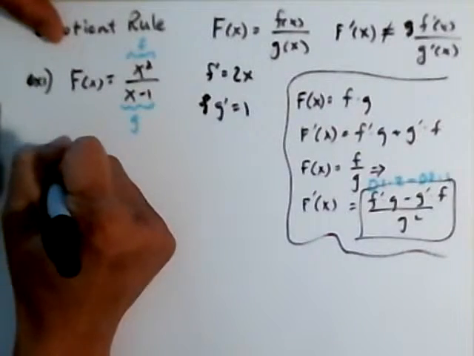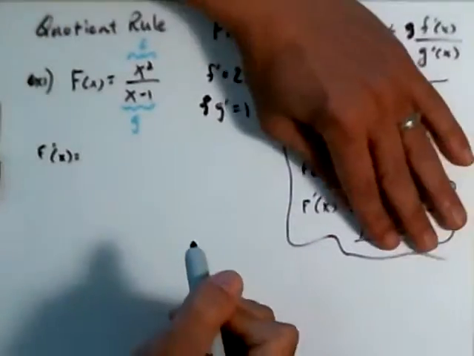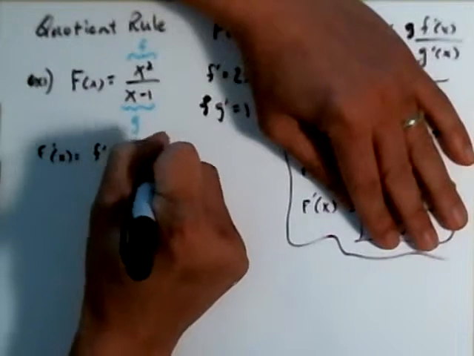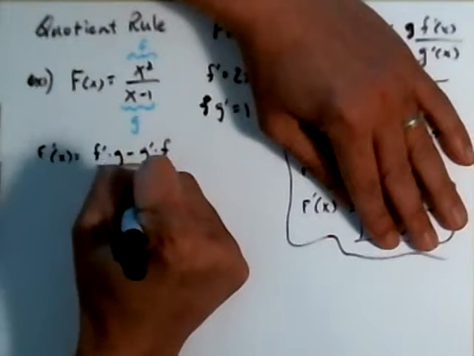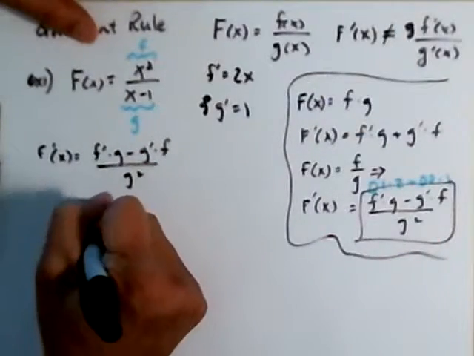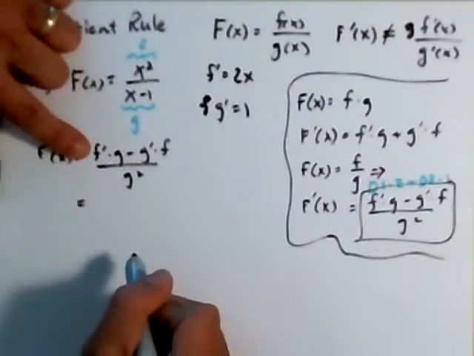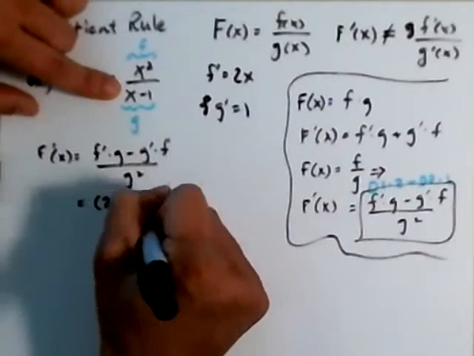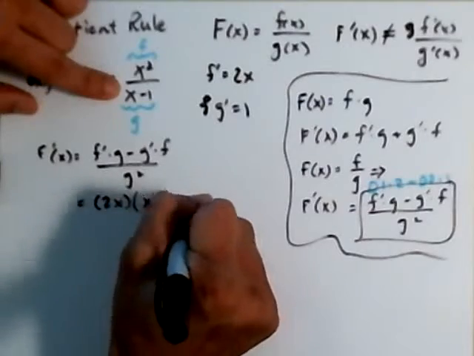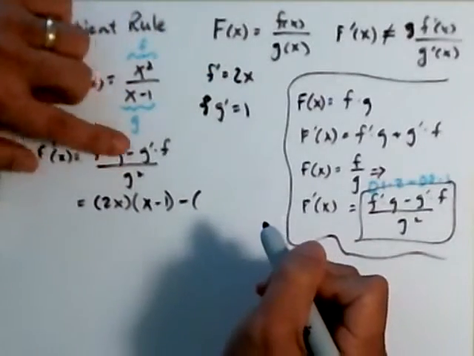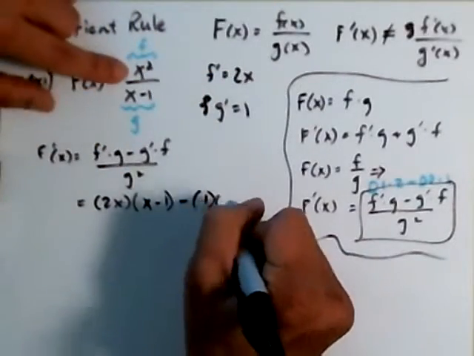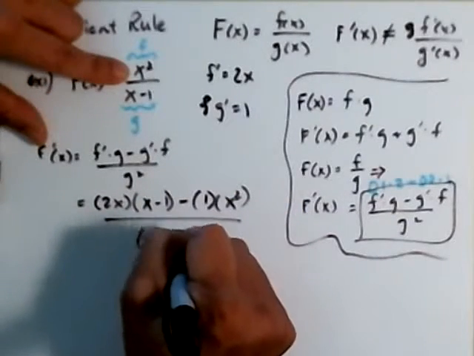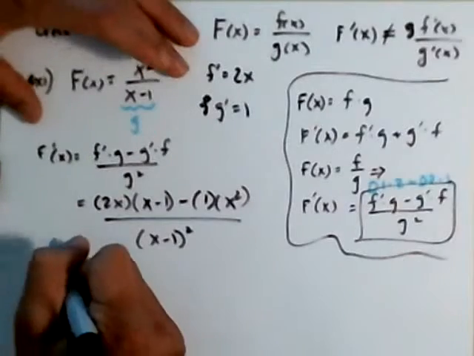So F prime of x is equal to, I'm going to put my hand over this, f prime times g minus g prime times f all over g squared. Okay, and away we go. F prime is 2x times g, x minus 1, minus g prime, 1 times f, which is x squared, all over x minus 1, quantity squared.